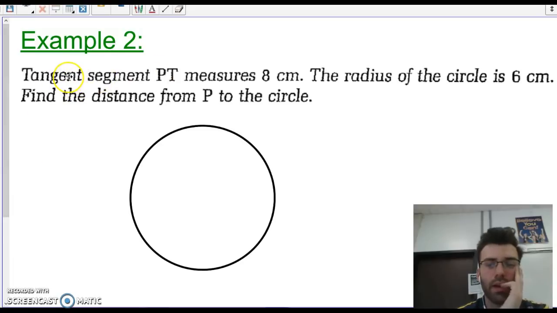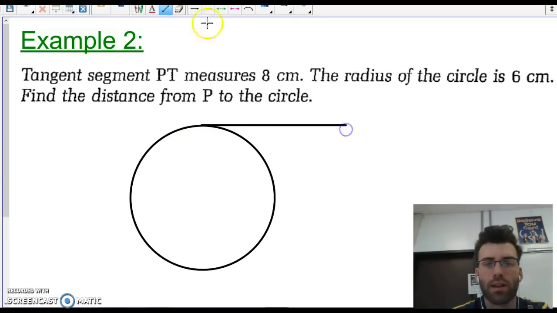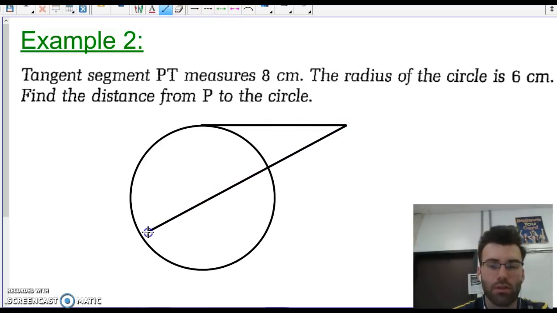I have this tangent segment PT and it measures 8 centimeters. The radius of our circle is 6. Find the distance from P to the circle. You're not going to see a lot of word problems when we do these, but let's try one because we're the best, you know.